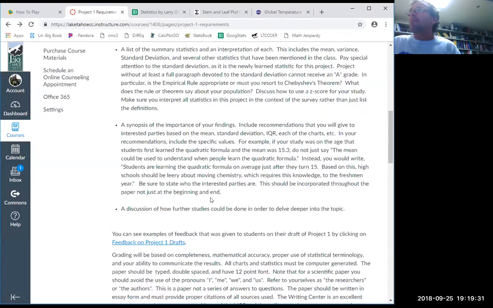Okay? And all of these ways of using the values should be incorporated throughout the paper, not just at the beginning and the conclusion. Every paragraph should talk about what decisions will be made after reading whatever you're talking about. Do you see that? You should also talk about how further studies could be done in order to delve deeper into the topic.